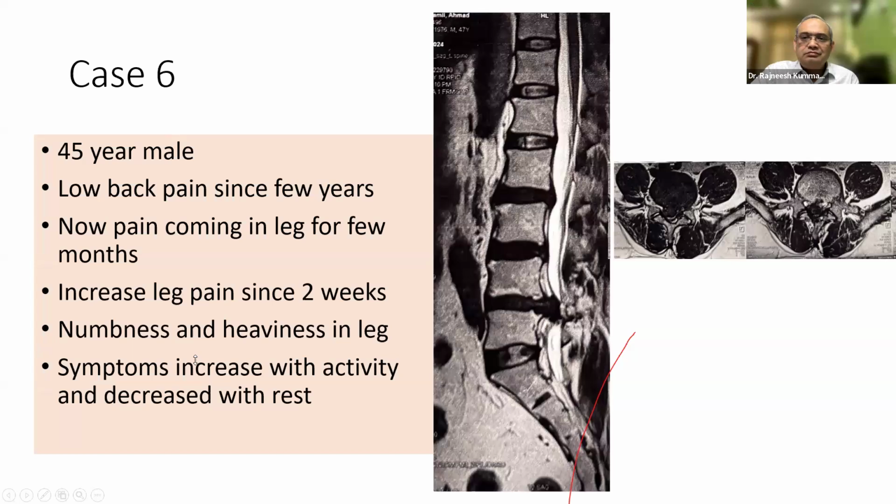Okay. Now, we can see the patient is a middle-aged male having pain, and he has a chronic history of back pain. And now since 2 weeks, the pain has started coming in the legs, numbness, heaviness is there, claudication is there, and symptoms increase with activity and decrease with rest. Once we see the MRI, we see that yes, he has got a severe discogenic stenosis. So these are the patients we need to be careful with.